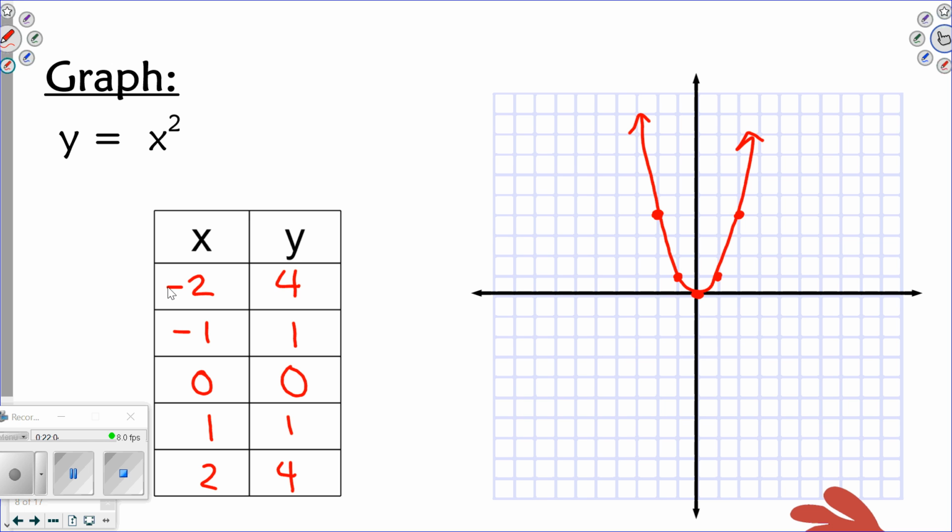What's that shape called? Parabola. That's a parabola. Not parabola. It's fun to say, but that's not right.